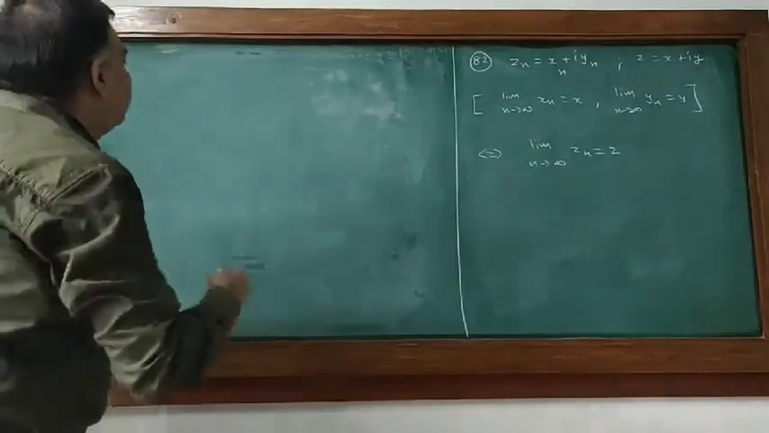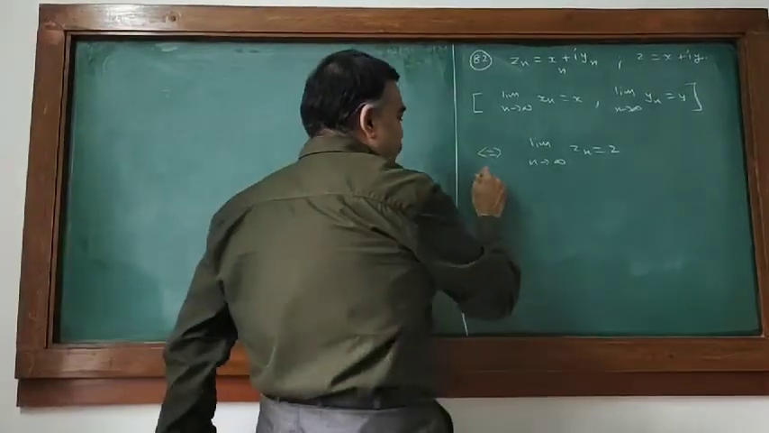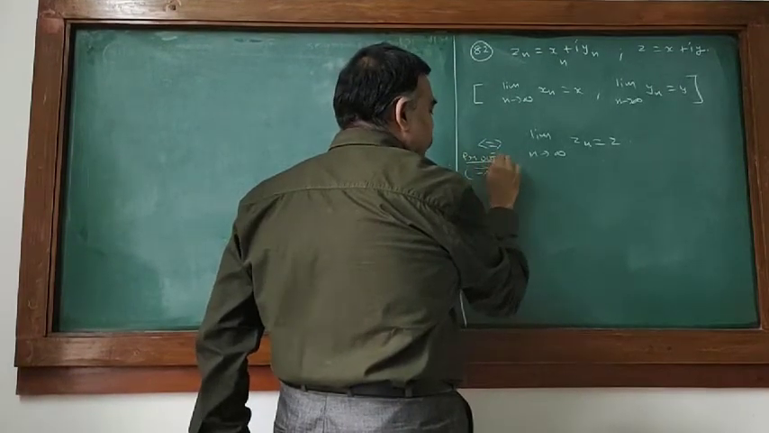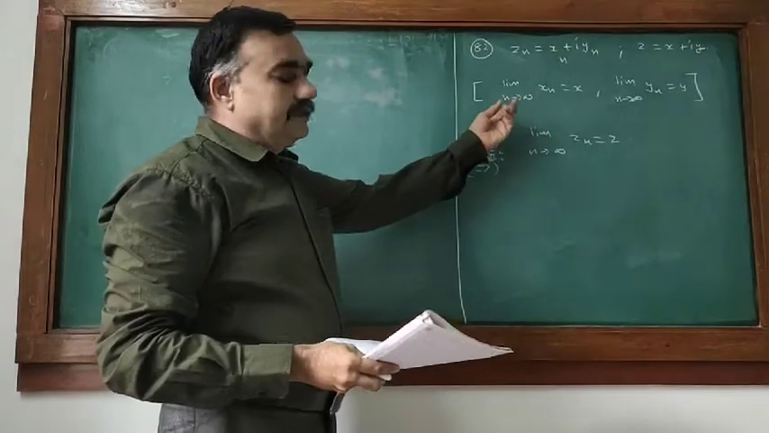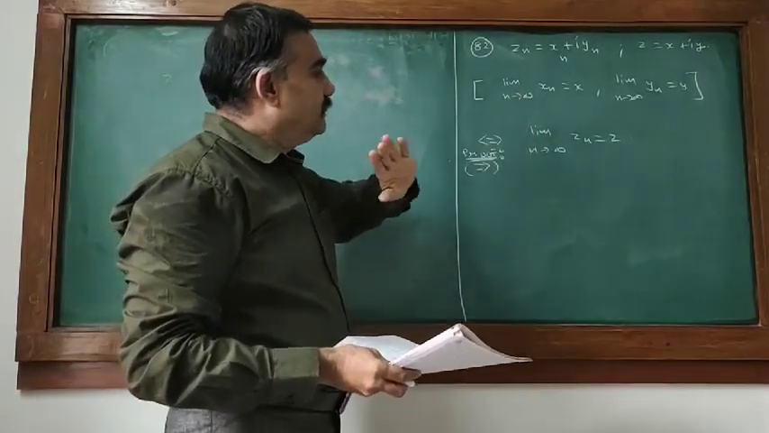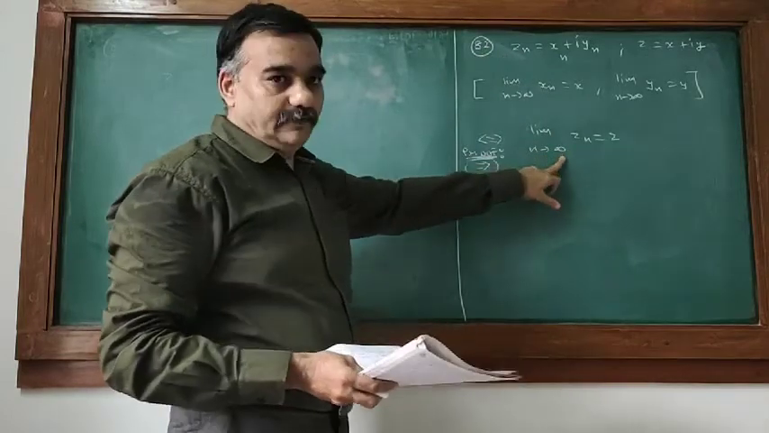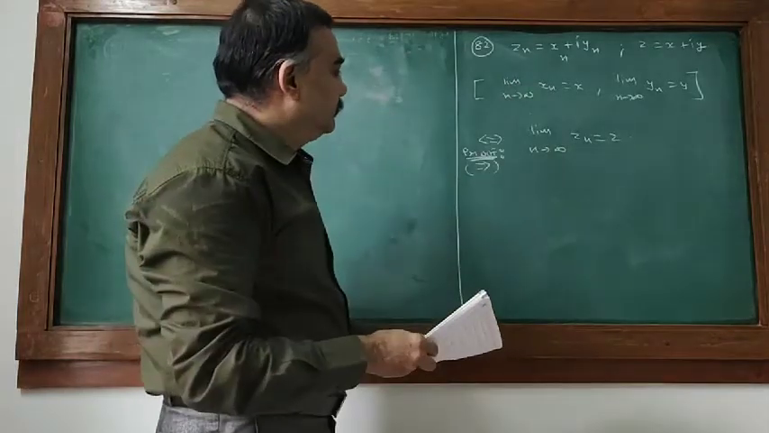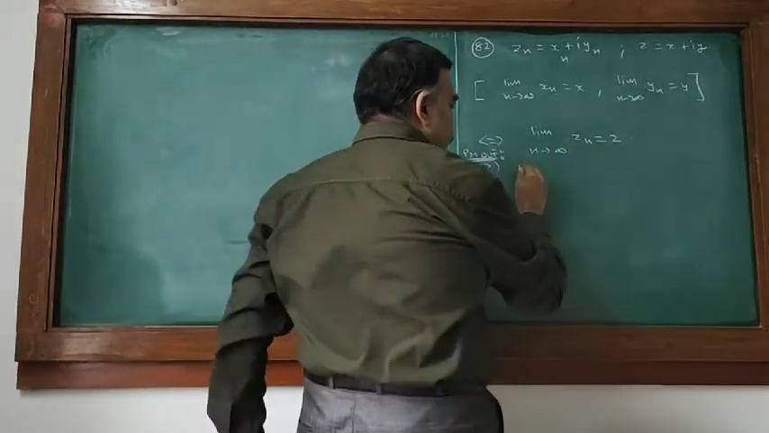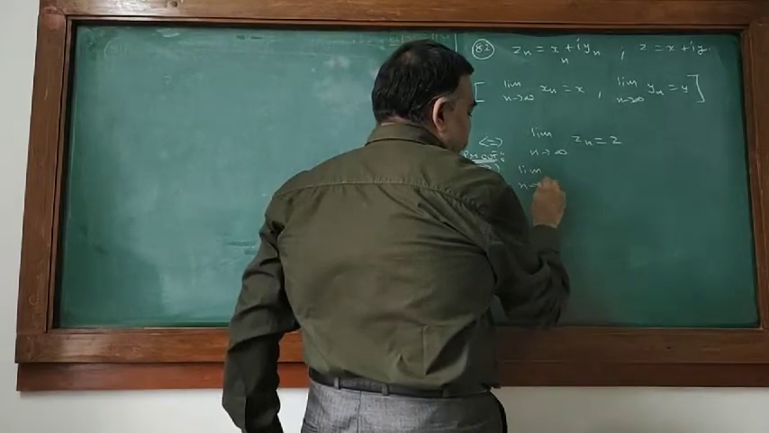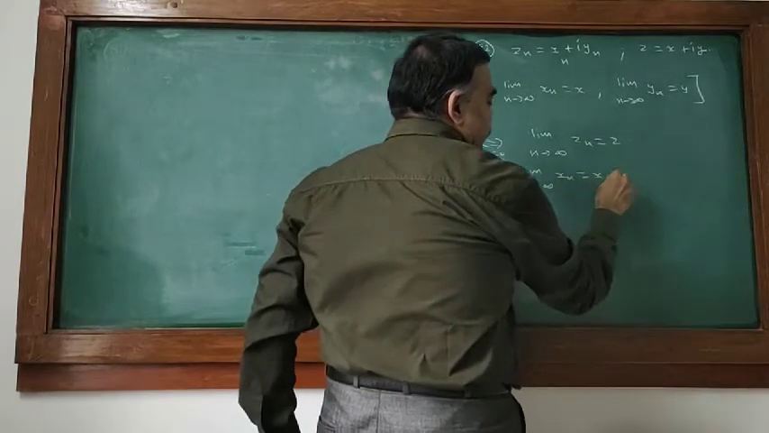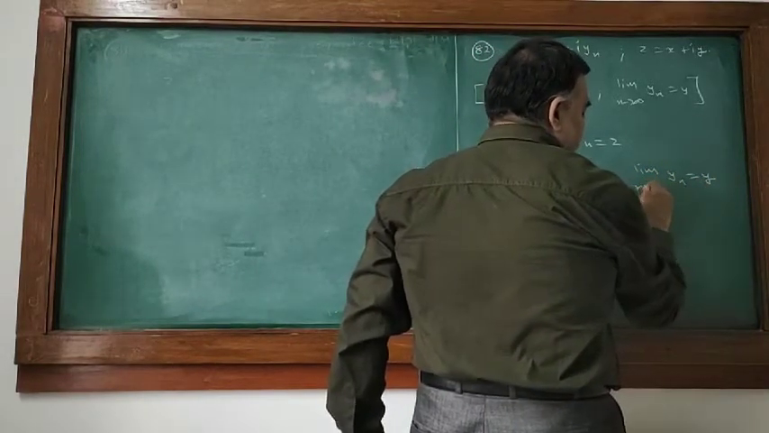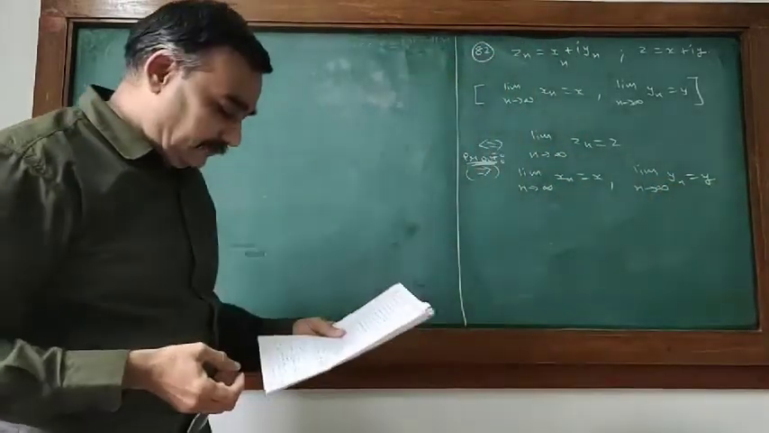So let's start with the first part. You know that this proof is in double implies. So we start with this part and we are going to prove this part. And secondly we take this part and we prove the first part. So here we have limit n tends to infinity, xn is x, and limit yn is y as n tends to infinity.